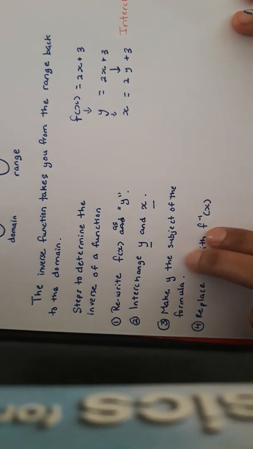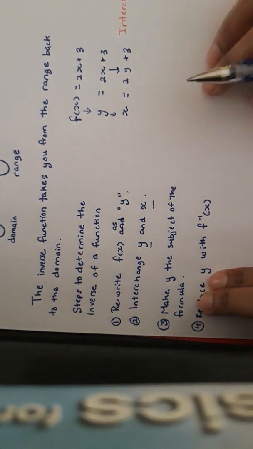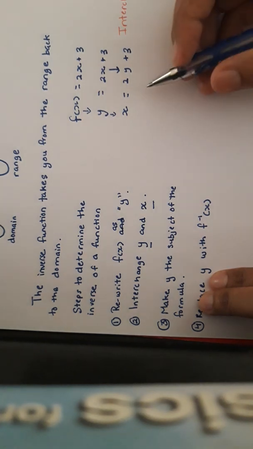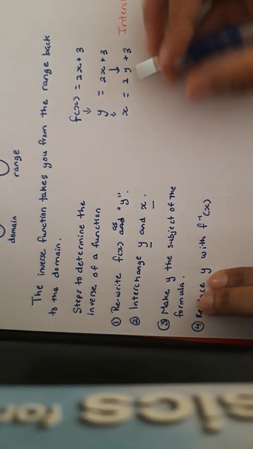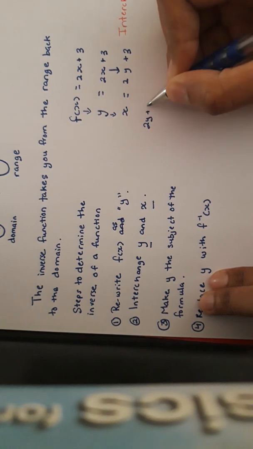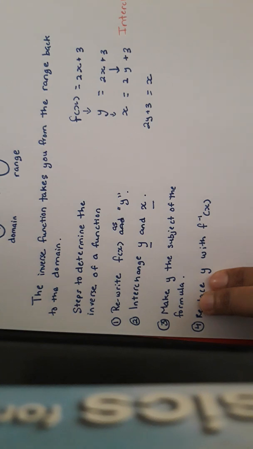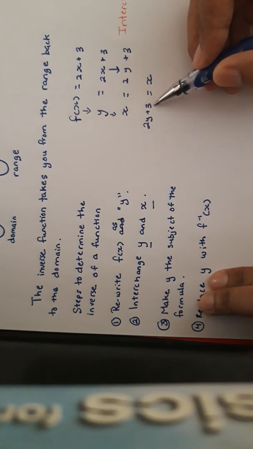Step 3 now, make y the subject of the formula. This means we want to change this until it becomes y is equal to some expression. So we want to get y alone on one side of the equal sign. In order to do this, I'm going to take what I have written on the right, which is 2y plus 3. I'm putting that on the left, and what I have on the left, I'm putting that on the right. Just so we'll end up with y alone on the left-hand side. Didn't change anything.